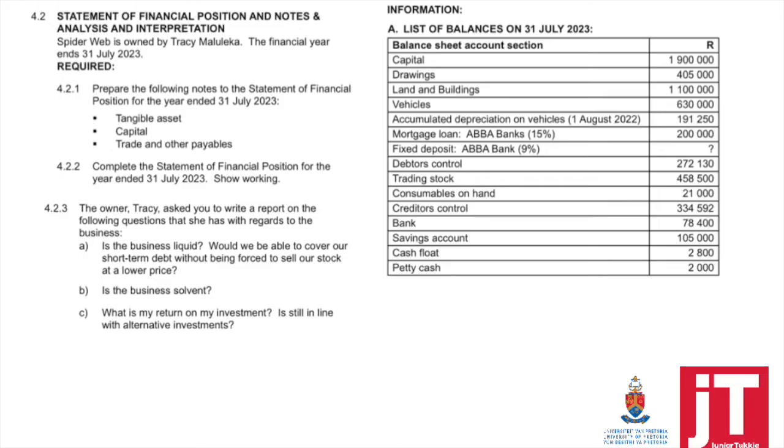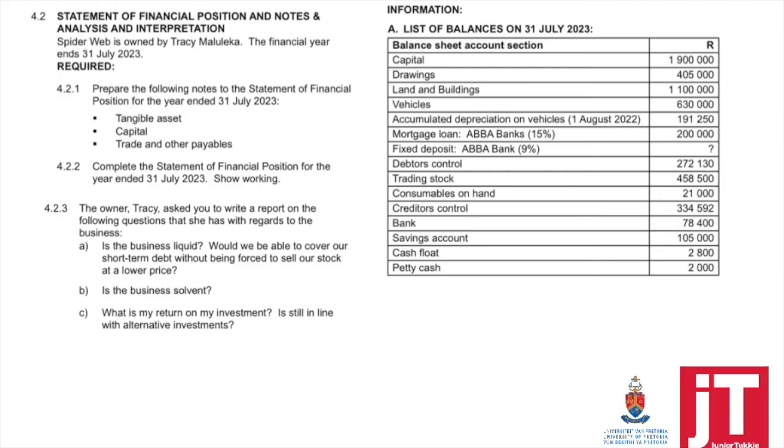Now remember, they've asked you to do the tangible asset, capital, trade and other payables, and then the statement of financial position. So all of these need to appear somewhere. But now you just need to be careful. Things like your assets. When we look at our tangible asset note, we look at balances in the beginning, movement, and the balances at the end.